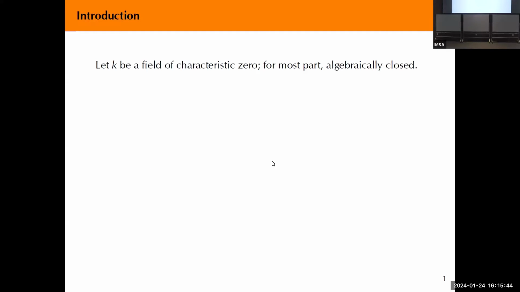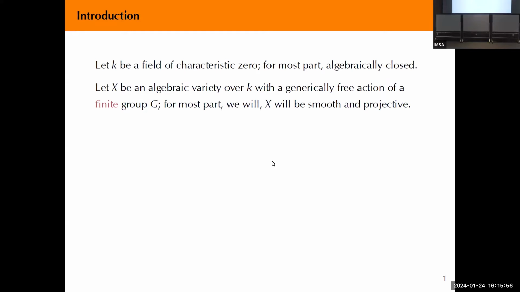So I'll be mostly talking about algebraic varieties over fields of characteristic 0. And most of the time, the ground field is algebraically closed. And I consider actions of finite groups on such varieties. So X is most often projective, and the action is regular and generically free.